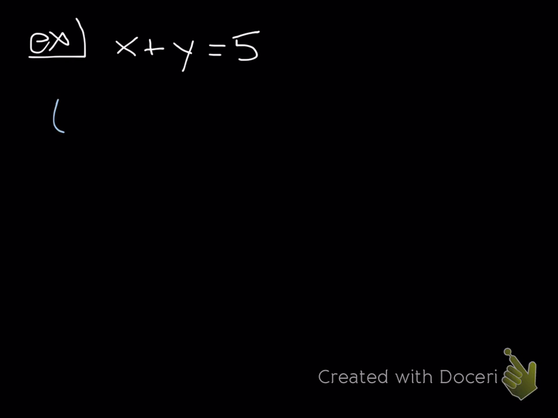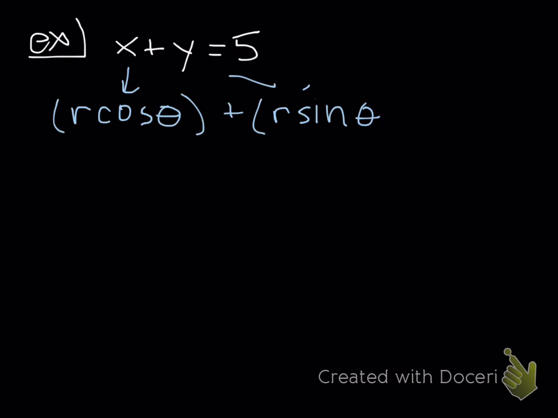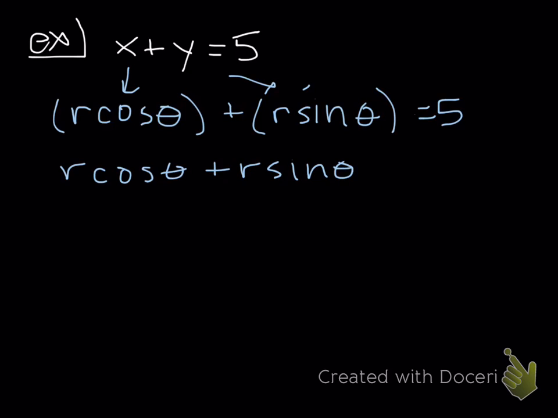So x gets replaced with r cosine of theta. And y can be replaced with r sine of theta. And this is still equal to 5. And I don't really need those parentheses now that I substituted it in, so I could just say r cosine of theta plus r sine of theta. And the goal when I'm putting these into polar is that I want to solve for r. So when I look at this problem, you can see that they both have an r in common. So I'm going to factor the r out. By doing that, I'll be left with cosine plus sine.